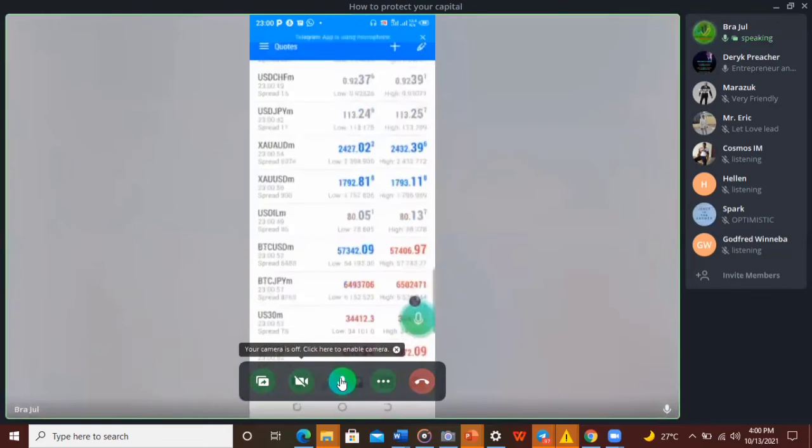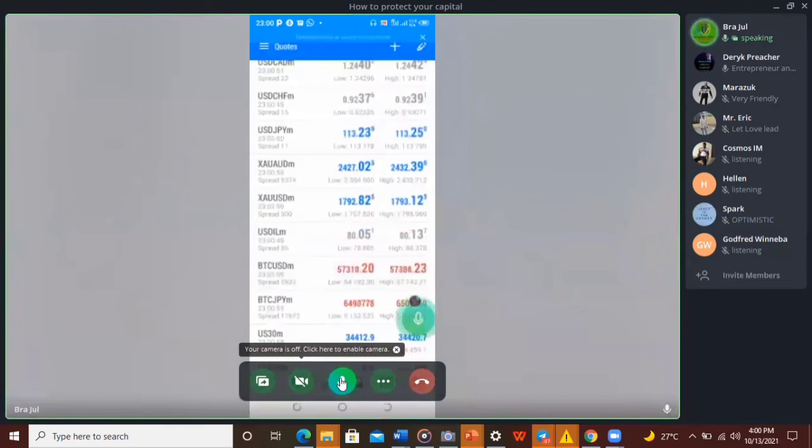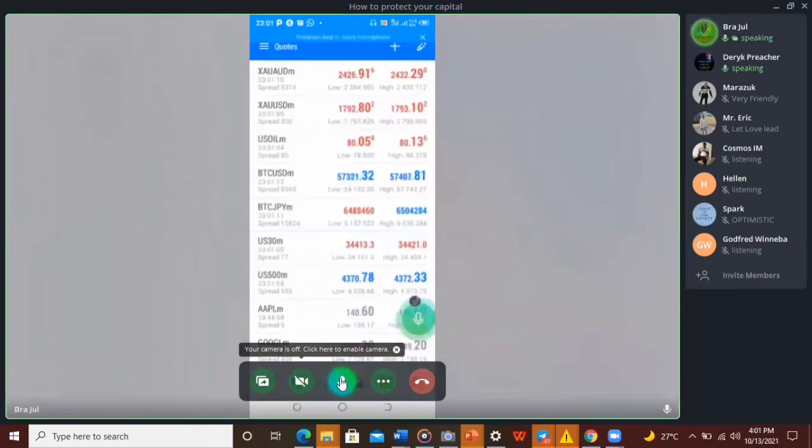Let's take it. So the last one is always a point, except BTC. BTC has no point. So what you see on BTC, the same thing you calculate. See that BTC is 57,350 something. It's changing very fast. BTC is always active, whilst other markets are not active.